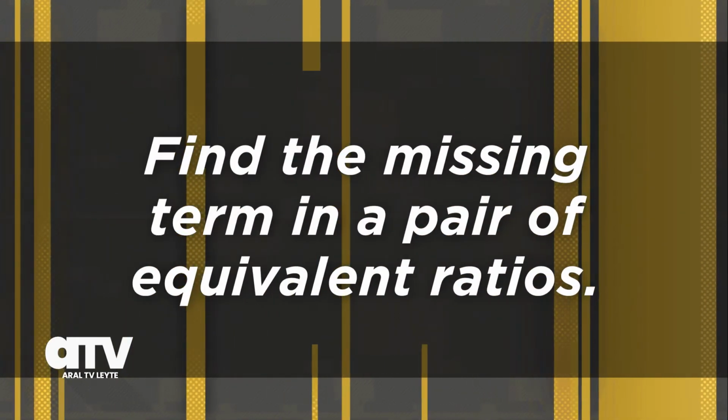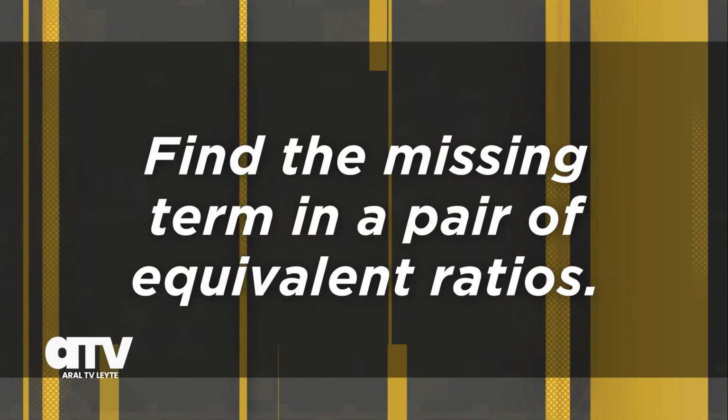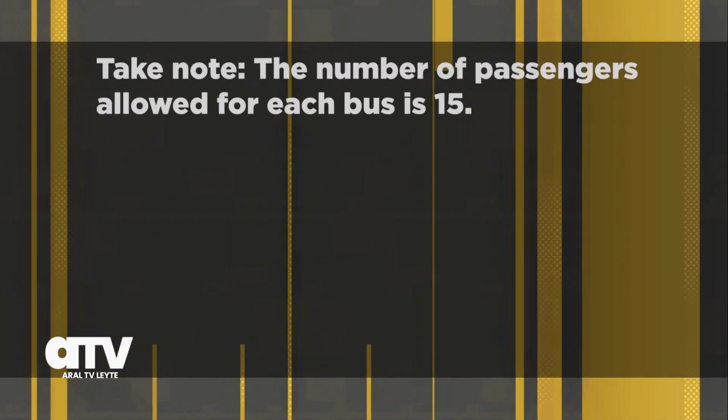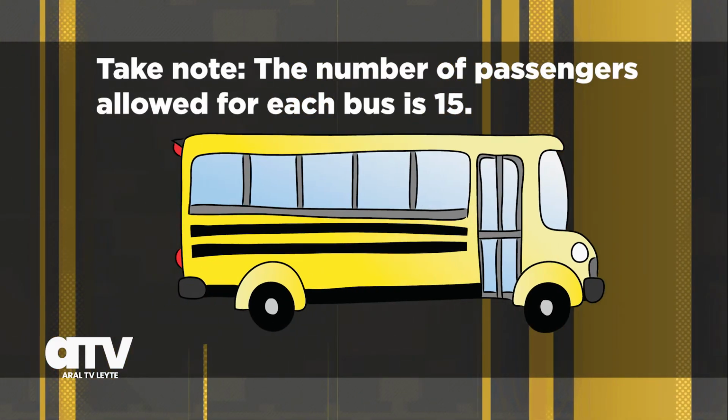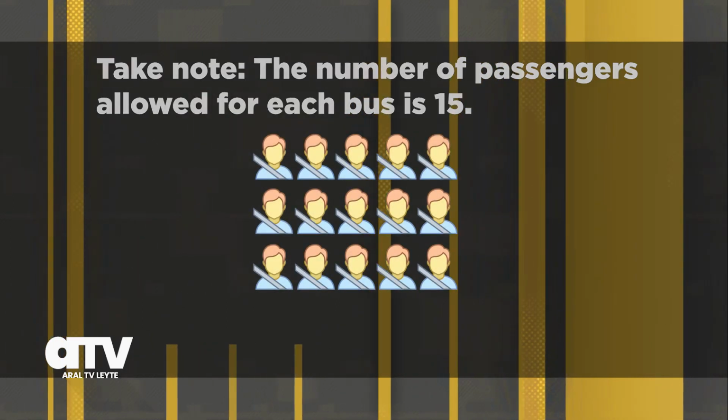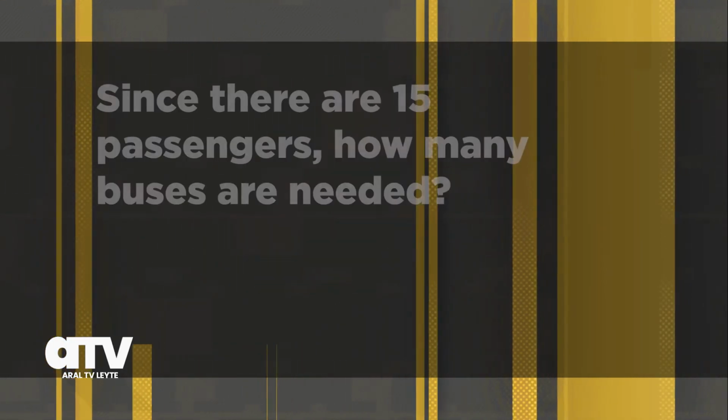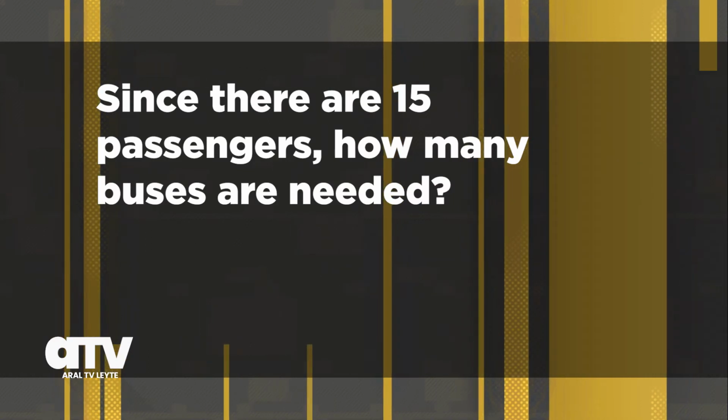Get your paper and try to follow the methods used in finding the missing term in a pair of equivalent ratios. Take note that the number of passengers allowed for each bus is 15. Since there are 15 passengers, how many buses are needed?